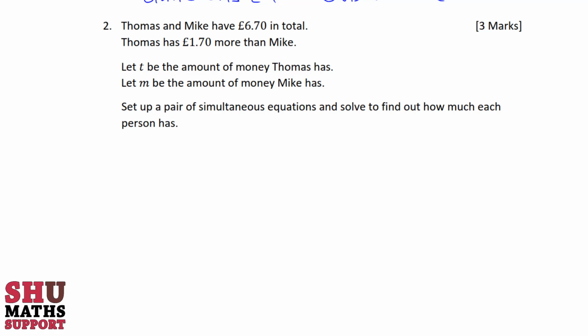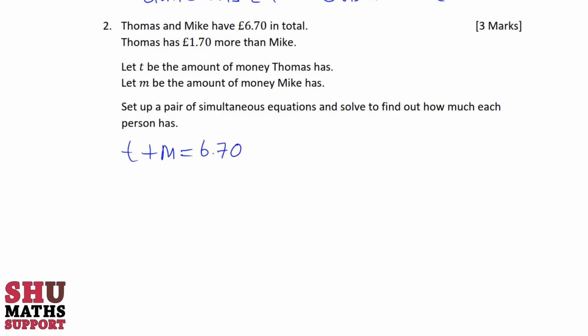So this one's a little bit trickier because we have Thomas and Mike have £6.70 in total. So that one's simple. So we have T plus M is equal to £6.70. But Thomas has £1.70 more than Mike. So we'd have to have a little think of how to write this because it doesn't tell us much information about Mike other than that Thomas has an extra £1.70 more than him.